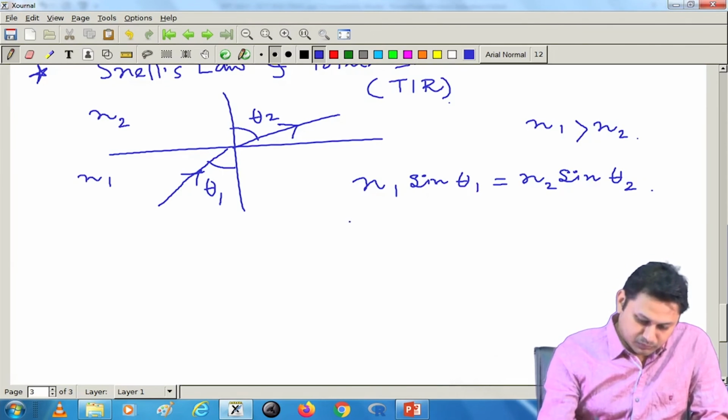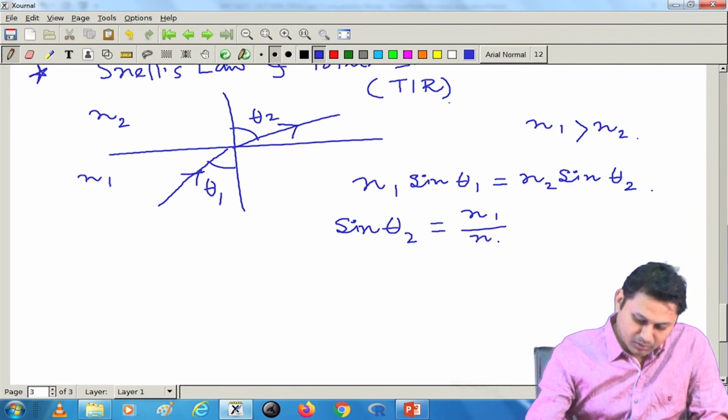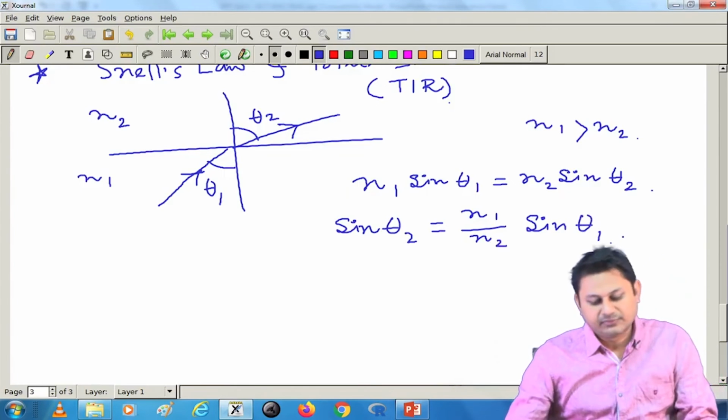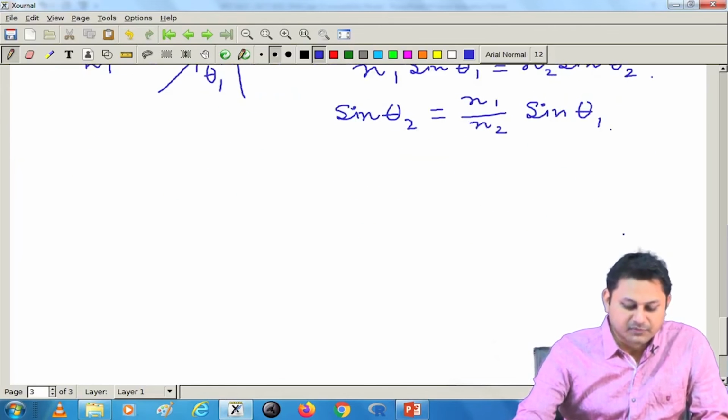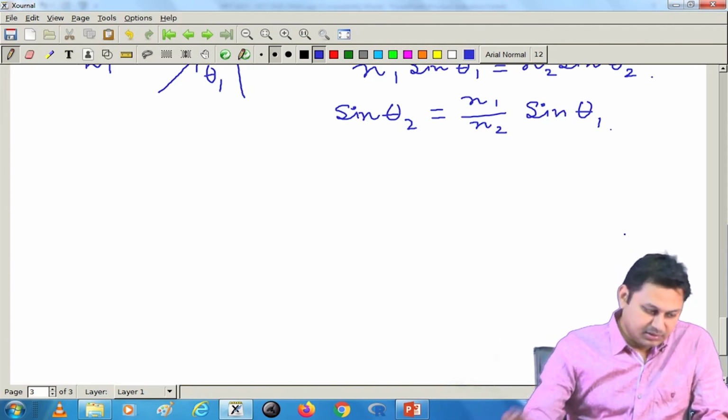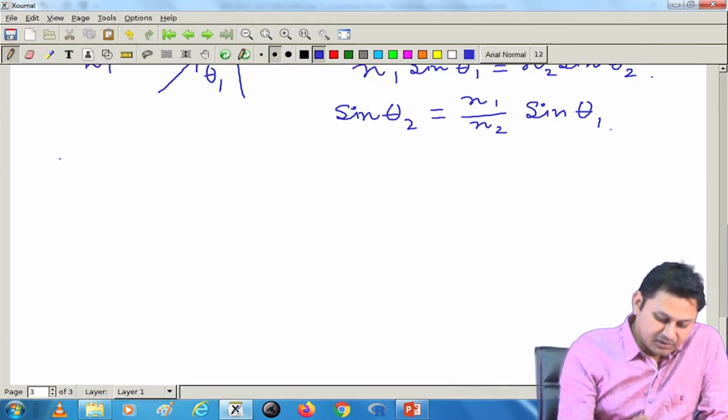And I can write this sin theta 2 in this form, n1 divided by n2 into sin theta 1. Why am I writing sin theta 2 in this form? Because I am going to use this form in our next class when we try to understand something called evanescent wave.